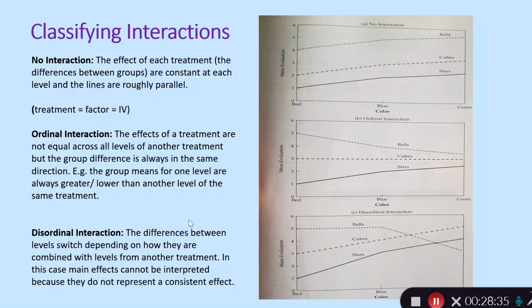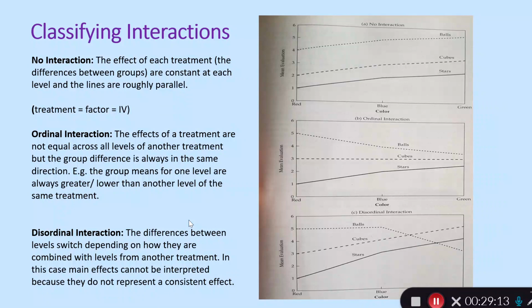The second image there, the one in the middle, relates to what's called an ordinal interaction. Here you have a significant interaction. The lines are not parallel. You can see the lines get much closer together as you compare the different levels of shapes for the blue group compared to the red group, and then closer together again for the green group compared to the blue group. So they're not parallel, but the lines do not cross.